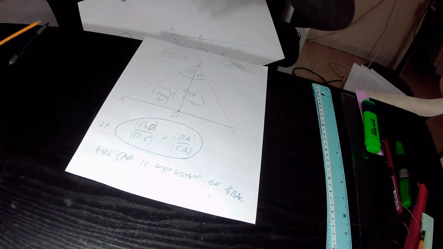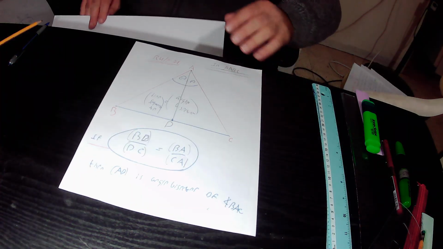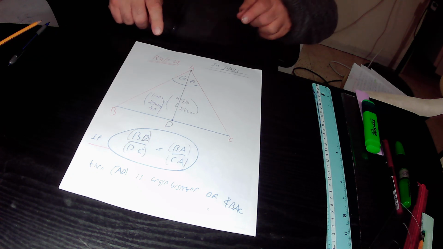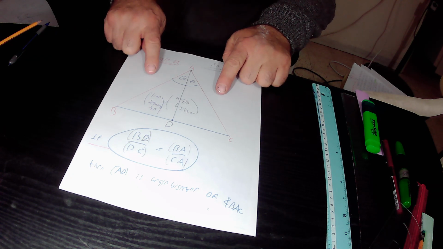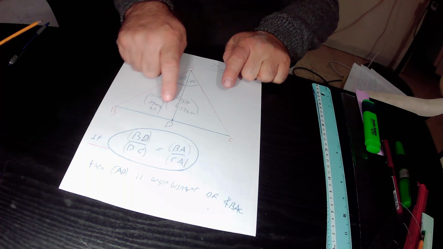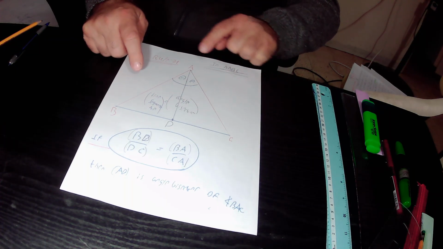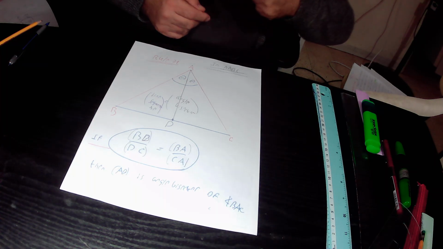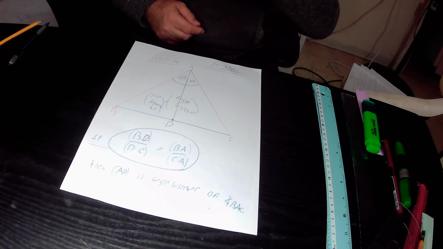According to Rule 21, if we know that line segment AD divides the sides of this triangle ABC proportionally, that is to say, we know that BD over DC equals AB over AC, then line segment AD must be the angle bisector of this triangle ABC. So we can implement Rule 21 in our drawing.